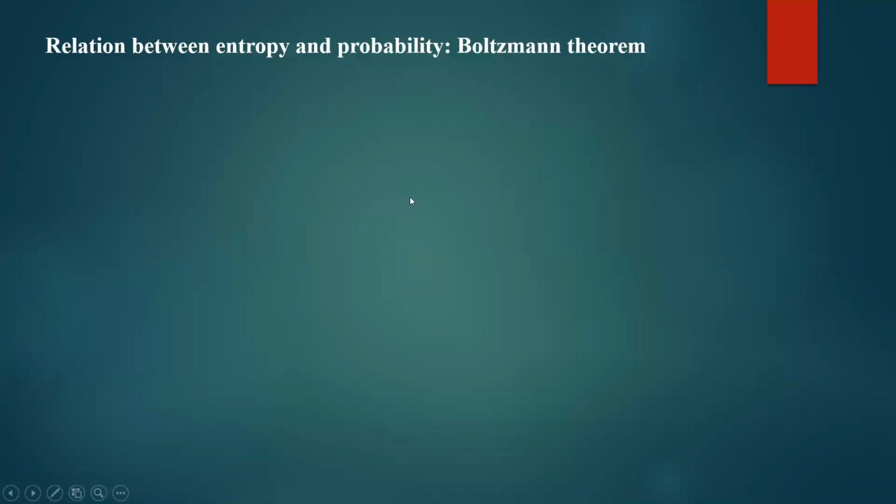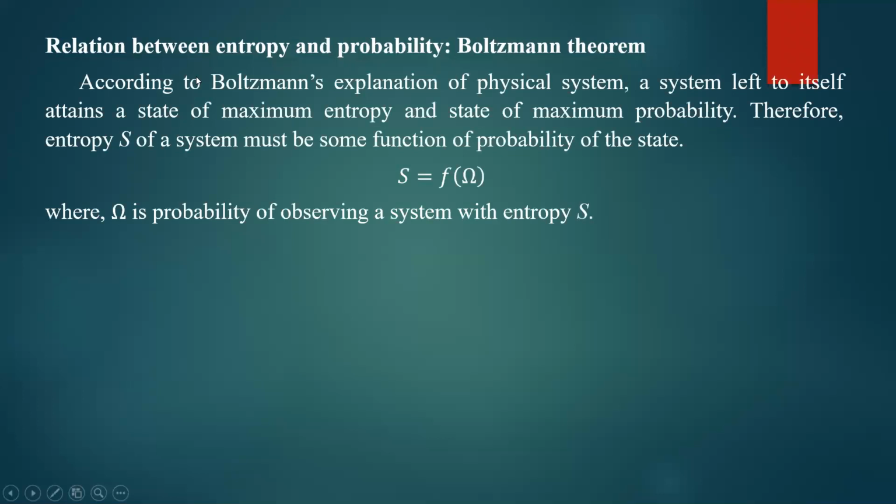So according to Boltzmann's explanation of a physical system, a system left to itself attains a state of maximum entropy and a state of maximum probability. So if you leave a system for a long time, the system will attain the maximum entropy. Entropy of the system continuously increases. The disorderness of the system continuously increases. And also it goes to the maximum probability.